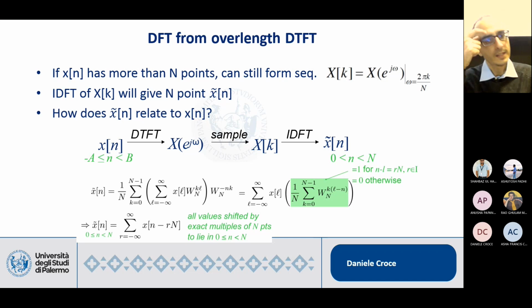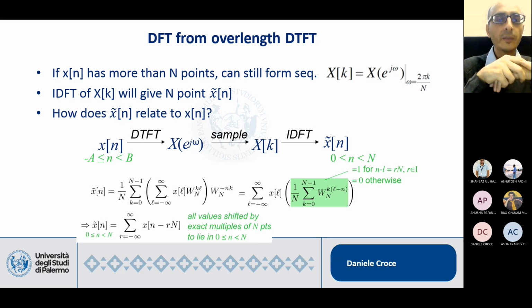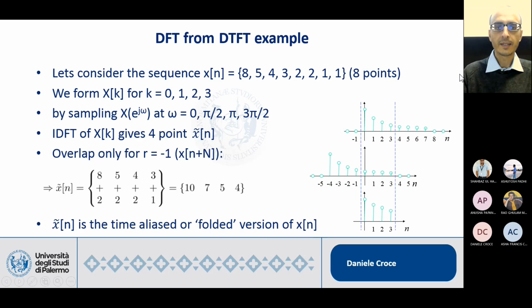Okay? And so all these shifts will be inside the interval between 0 and capital N minus 1, because the sequence x tilde of n has limited support between 0 and N minus 1. Okay? So it's some sort of aliasing, some sort of repetition, but not over infinite time, only as an overlap in the interval 0 to capital N. So let me explain better in the next slide.